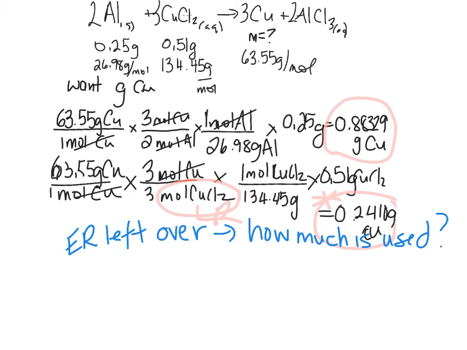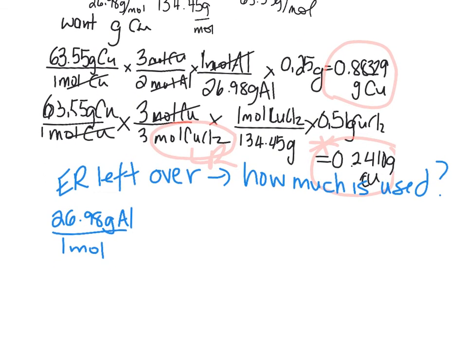So instead of doing dimensional analysis to find the grams of copper, you would figure out the grams of the excess reagent. So we've already decided aluminum is our excess reagent. Correct? So 26.98 grams of aluminum for every 1 mole of aluminum.